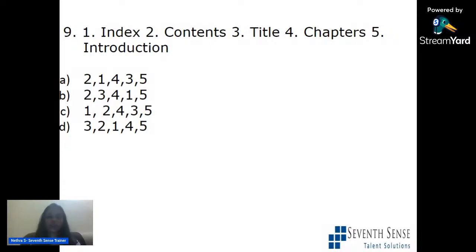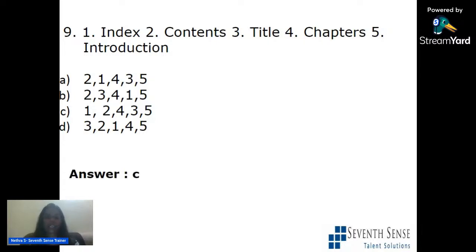If I select option A, that is 21435. That means contents, followed by index, followed by chapters, followed by title, then introduction. That is also not possible. Then how about option D? That is 32145. That is first title, followed by contents, followed by index, followed by chapters and introduction. So which is not matching.